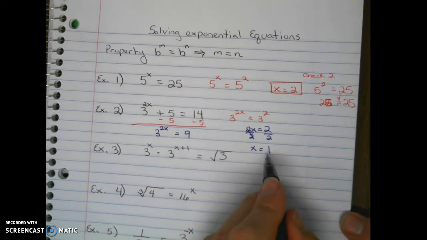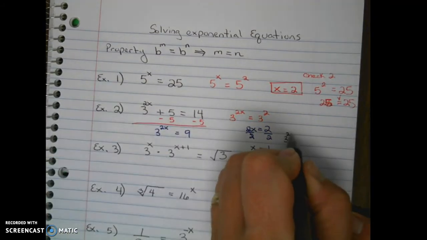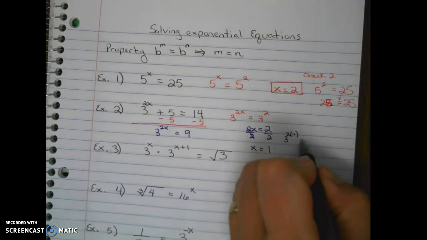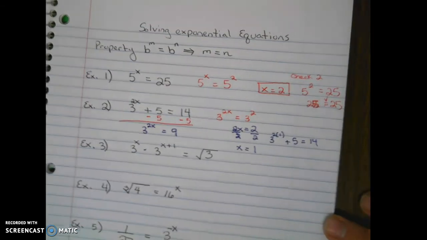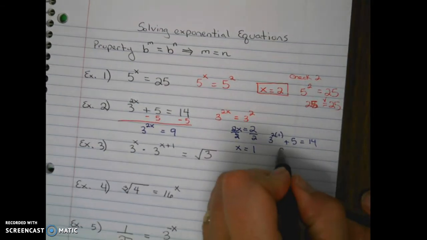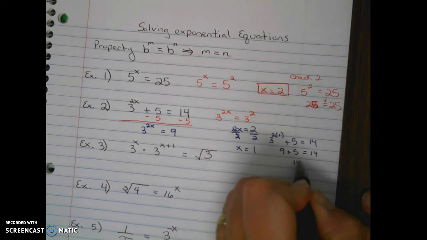Okay, checking our answer, we rewrite the problem, plugging in our answer everywhere we see an x. And then simplifying, we get 3 to the 2nd power, which is 9. And it checks out.